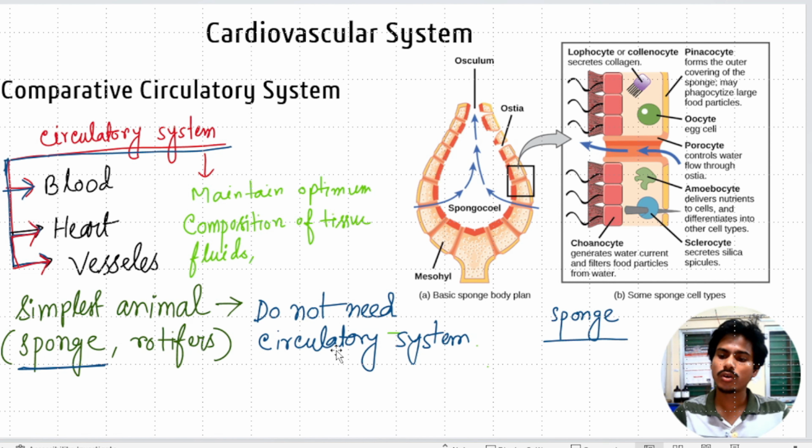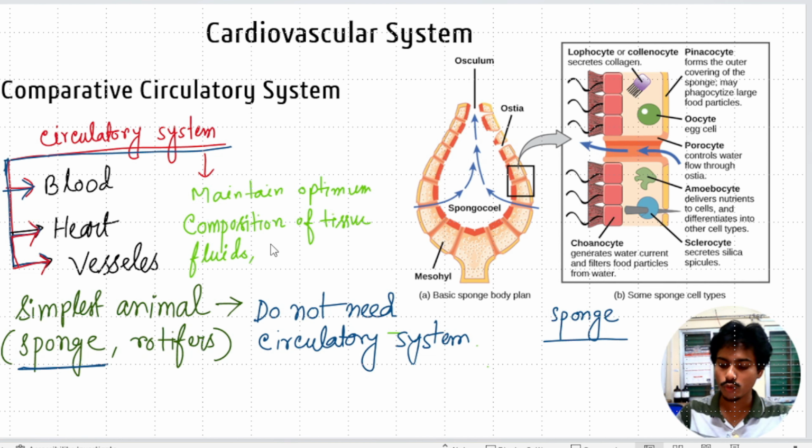Firstly, we have to know what the cardiovascular system is. A cardiovascular system, or you can say the circulatory system, consists of a muscular pump, that is the heart, and a fluid, blood or lymph, that can transport materials. A series of blood vessels through which the fluid can be pumped around the body. So heart, blood and vessels, these three components are collectively known as the circulatory system.